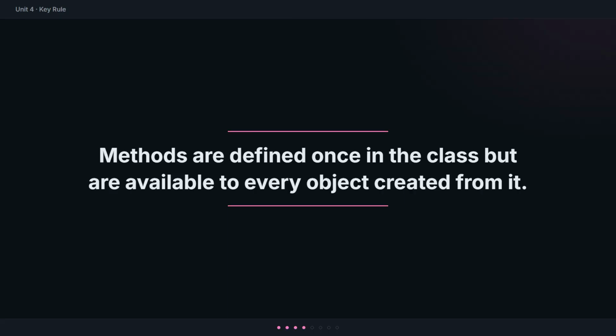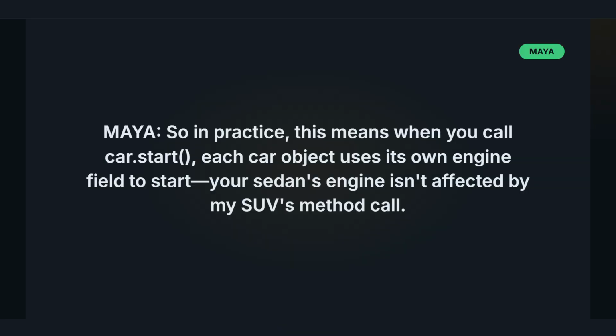Here's the key rule. Methods are defined once in the class but are available to every object created from it, and they operate on that specific object's fields. So in practice, this means when you call car.start, each car object uses its own engine field to start. Your sedan's engine isn't affected by my SUV's method call.